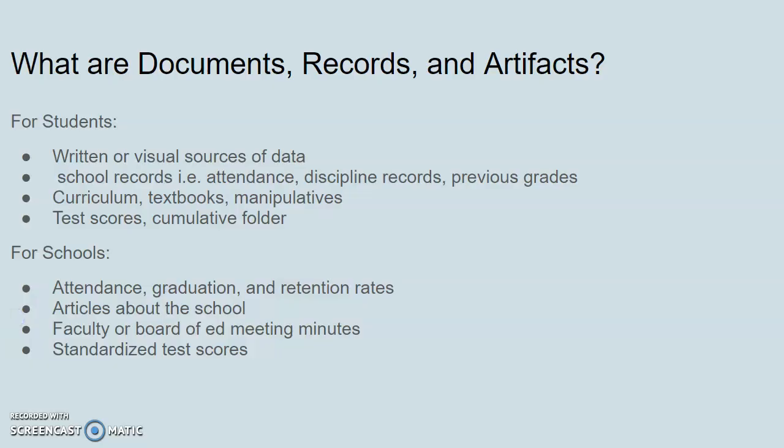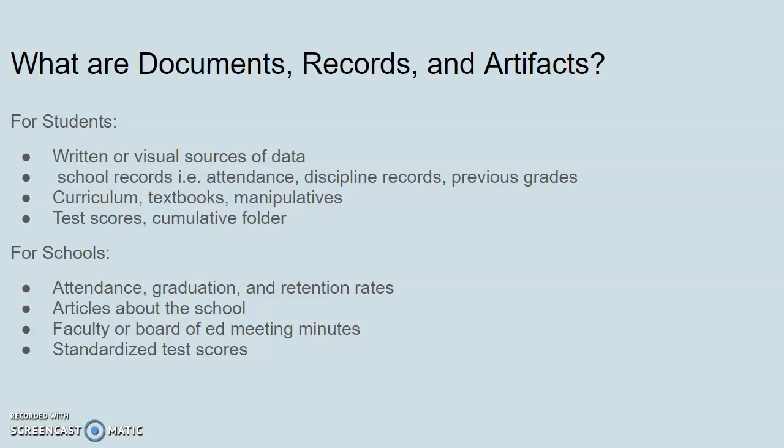So these are pretty much exactly what they sound like. They are documents, records, and artifacts that have already been collected and done with the students or with the school. For students, this can be written or visual sources of data. These can include attendance, discipline records, and previous grades. For current academics, it could be curriculum, their textbooks, or the manipulatives used in the classroom. And finally, it can be test scores and then cumulative folders or those portfolio folders a lot of teachers will put together for the students.